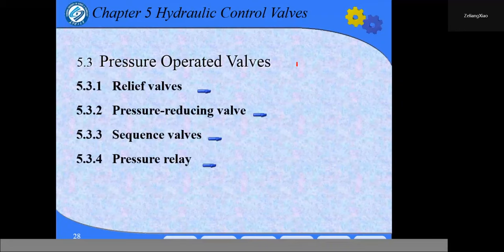Five point three, pressure control valves, which include the following four components. One is the relief valves, second is the pressure reducing valve, and the third one is the sequence valves. The last one is the pressure relay.